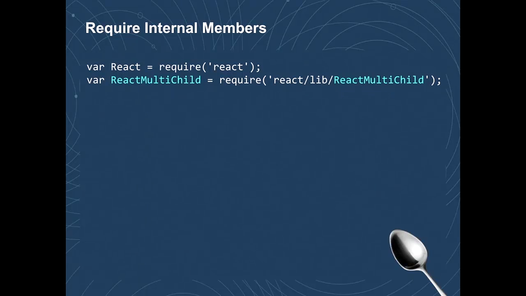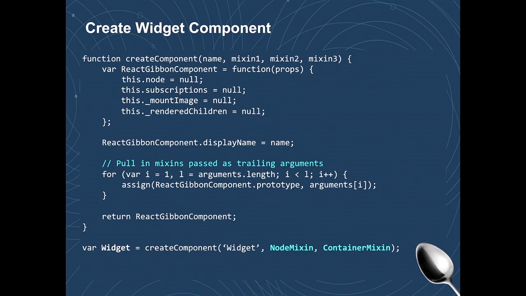So first, let's pull in internal members. Actually, the only one we need nowadays is ReactMultiChild. ReactMultiChild is a mixin that gets pulled inside of the component, and it deals with all of that children stuff around diffing and IDs and that type of stuff. So by pulling that in, we actually get a nice chunk of code that we can reuse. So I'm going to create my component. I'm actually just going to create the one basic component, the atom of our system, which is the widget. And this little createComponent method just takes in a name, and it takes in a bunch of mixins, and then it just mixes them all in.